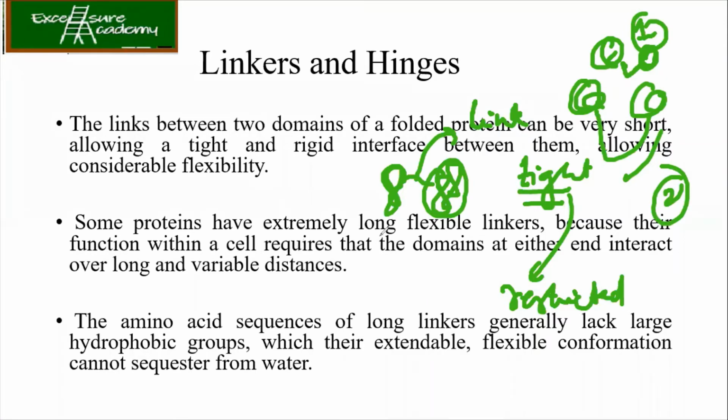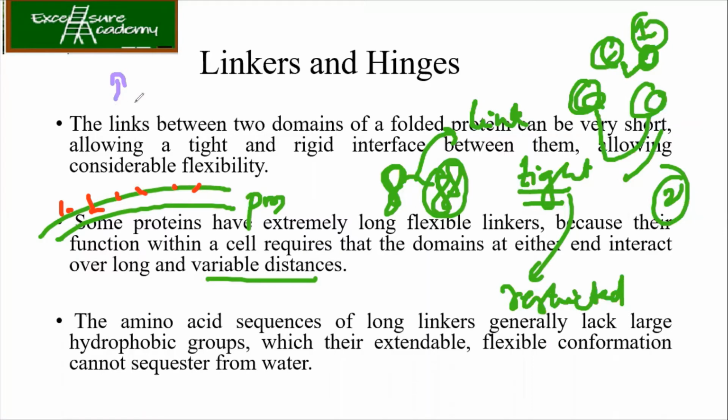So some proteins have extremely long flexible linkers because their function within a cell requires that domains at either end interact over long and variable distances. So in some cases, let us say this is the plasma membrane, and your proteins are present like this. Suppose this is your domain, or maybe the Ig, that is your antibody itself, which is made up of domains only. Suppose it has to interact. So it will go and bind over here, like this. So with more distance, that is, when long flexible linkers are there, it becomes very easy for them to cover more distance, interacting over long and variable distances.